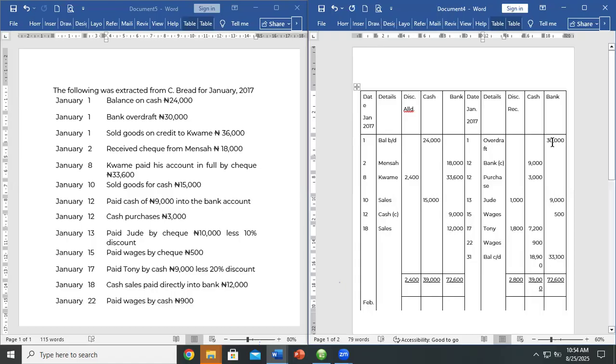Then you move on to the next one, which says sold goods on credit to Kwame. This one will not appear here, so we'll go to the second one. Received a check from Mensa, 18,000. If you are receiving, you debit your cash book, 2nd January, Mensa, and you debit your bank. Then we are told Kwame paid his account in full by check, 33,600.